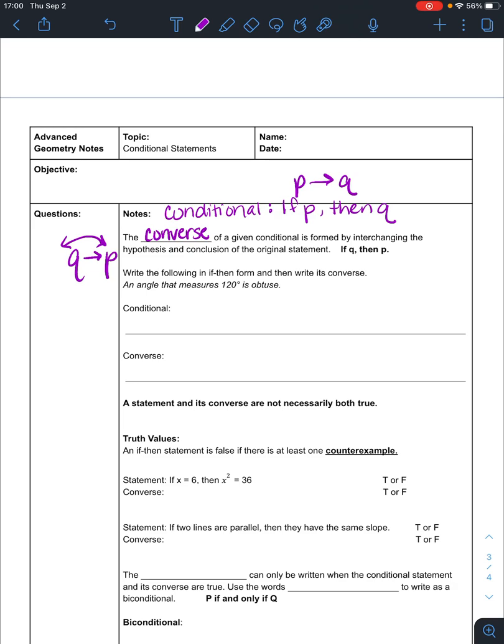So first, let's write this statement as a conditional. Write the following in if-then form, and then write its converse. An angle that measures 120 degrees is obtuse. So we'll say if an angle measures 120 degrees. Again, the wording doesn't have to be exactly this, because you may need to add and take away words to make it make sense. But if an angle measures 120 degrees, then it is obtuse.